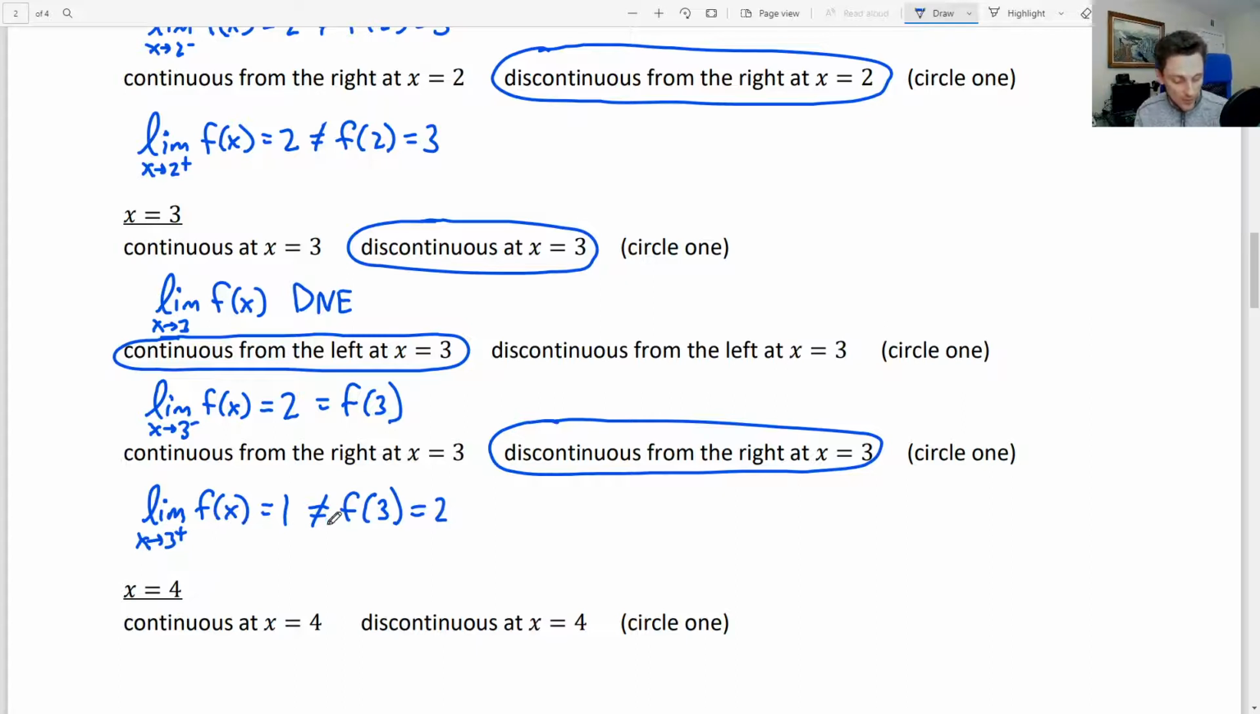By the way, if you're not comfortable with this chain of equals and not equals, another way you could write it out would be, let me just write it off to the side. You could say something like, the limit as x approaches 3 from the right of f of x is equal to 1, but f of 3 is equal to 2. That would also make it clear that you know that these two things are different, and so we're not satisfying the definition of continuity. So therefore the function is discontinuous at that x value.